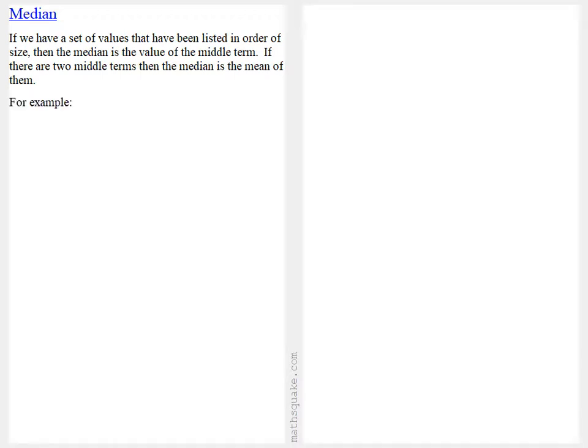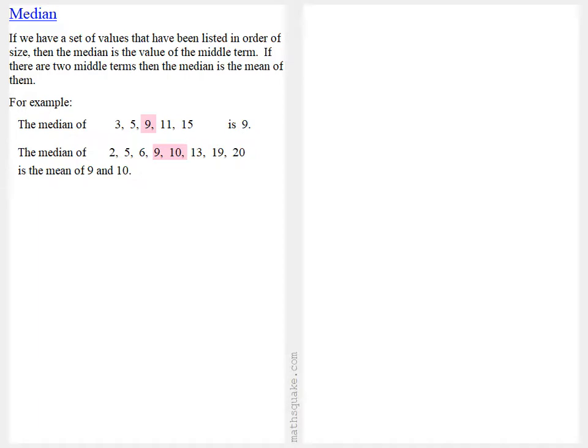For example, the median of the numbers 3, 5, 9, 11 and 15 is 9. We can clearly see that's in the middle. The median of the numbers 2, 5, 6, 9, 10, 13, 19 and 20 is the mean of 9 and 10.